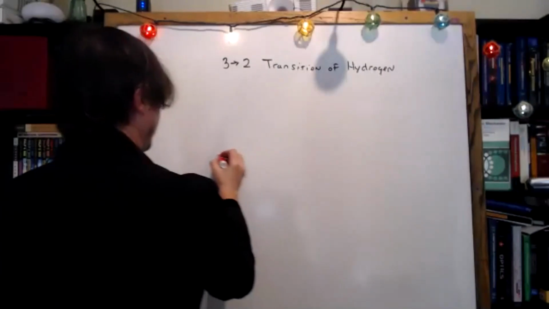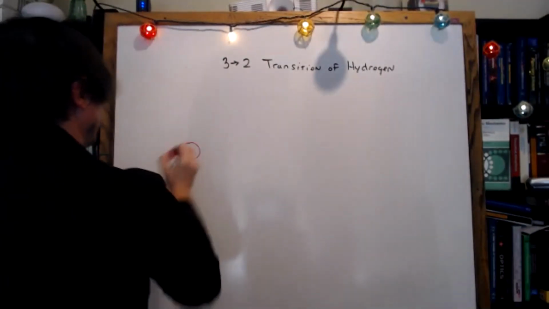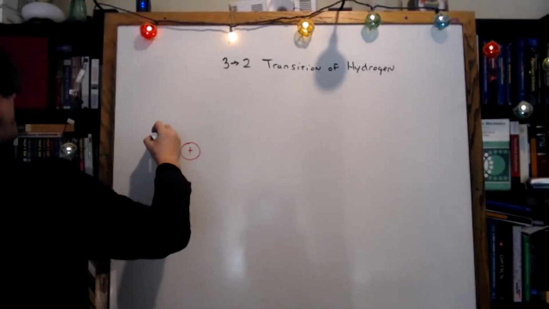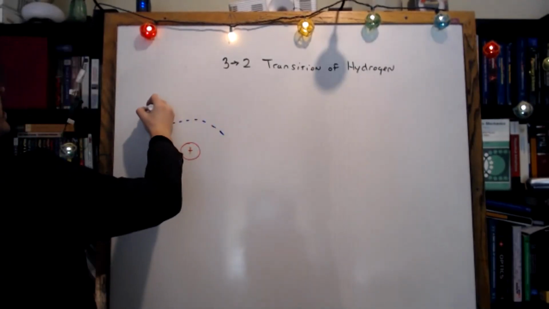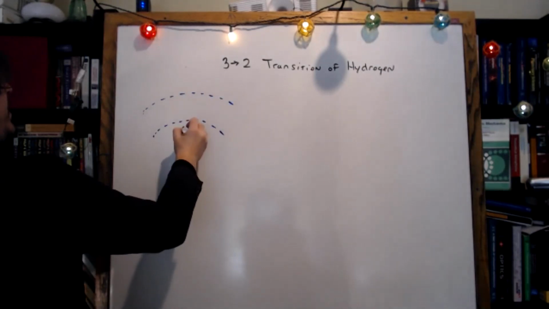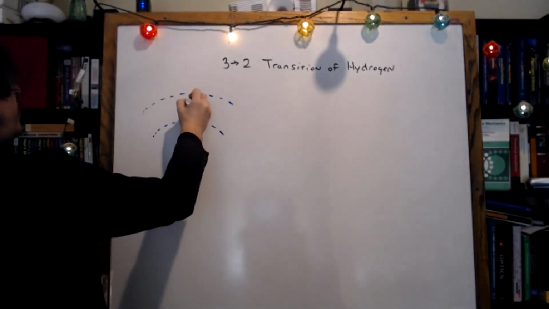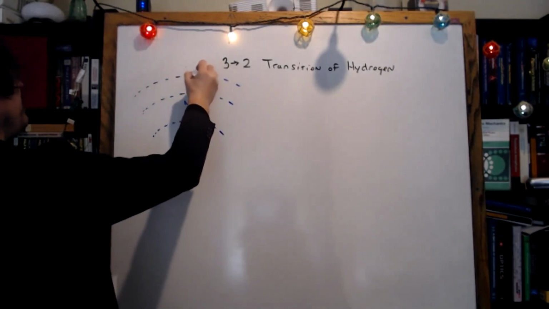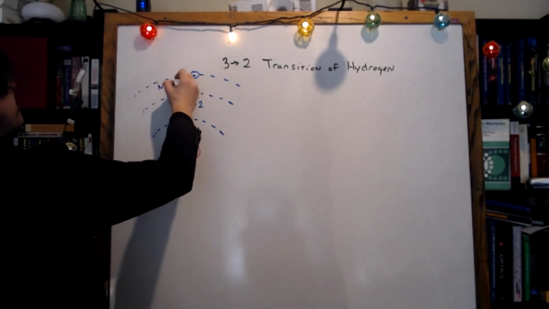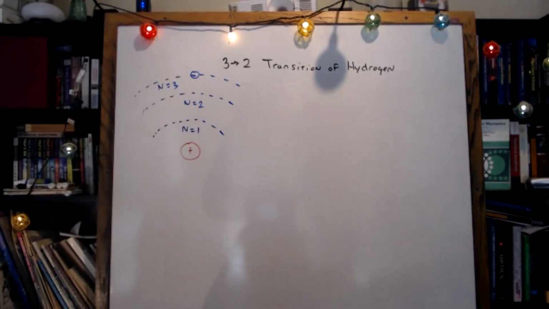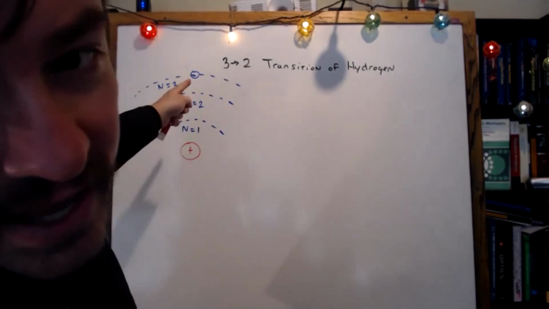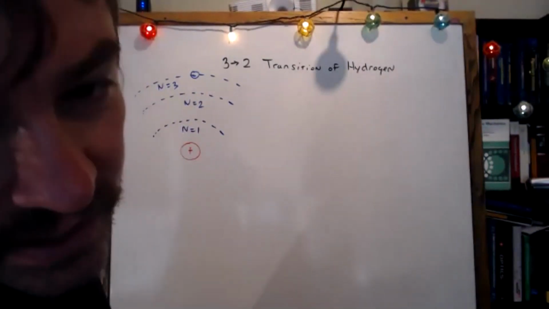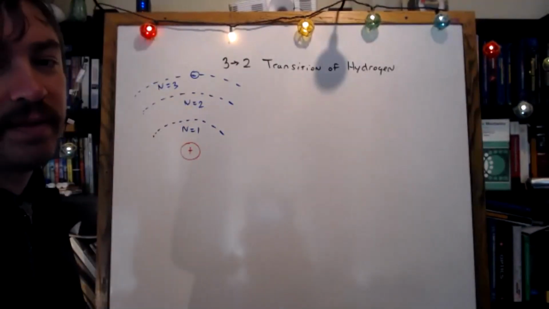So at the beginning of our tale, we have a hydrogen atom. A hydrogen atom has one proton in the nucleus, and it has one electron. And our electron is not in the n equals one state, nor is it in the n equals two state, but our electron happens to be found right up here in the n equals three state. If you asked me how it got up there, I would say, I don't know, maybe it bumped into another atom or something.